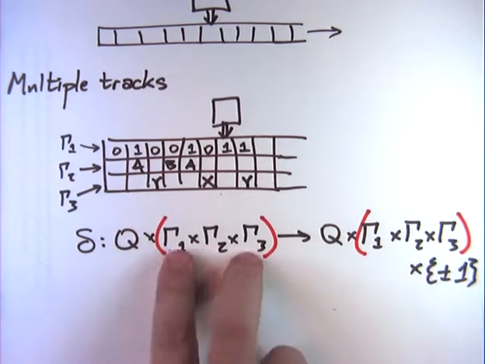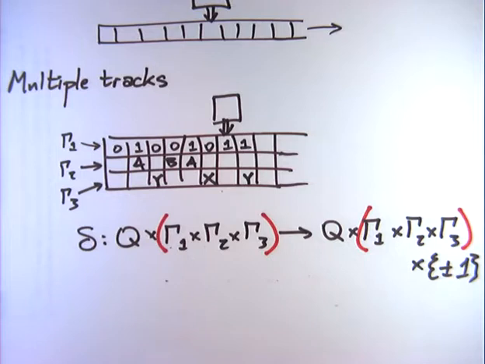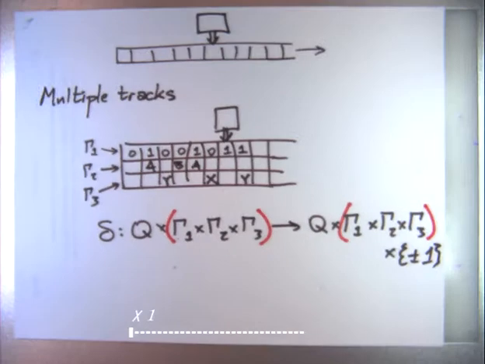This product, gamma 1 cross gamma 2 cross gamma 3, is a finite set. And therefore, by the original definition of a Turing machine, it's a perfectly reasonable tape alphabet. It's a finite set that we imagine has this additional structure where every element of the set is a triple of symbols, one from here, one from there, and one from the other. But that really doesn't matter. The original definition of Turing machine just says the tape alphabet is some finite set.